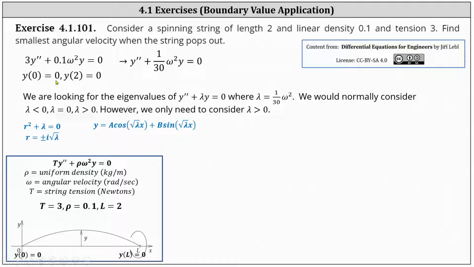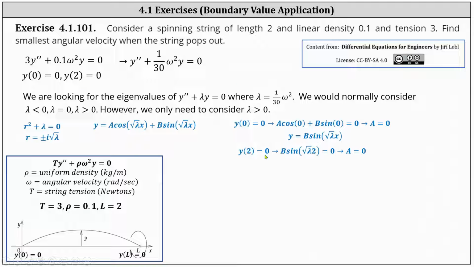And now we consider the conditions y(0) = 0 and y(2) = 0. Let's begin with y(0) = 0. If y(0) = 0, then we have the equation a cosine 0 + b sine 0 = 0. And since sine 0 is 0 and cosine 0 is 1, the equation is only true when a equals 0. So if a is 0, we now know that y is equal to b sine(square root lambda x). And now we consider y(2) = 0.